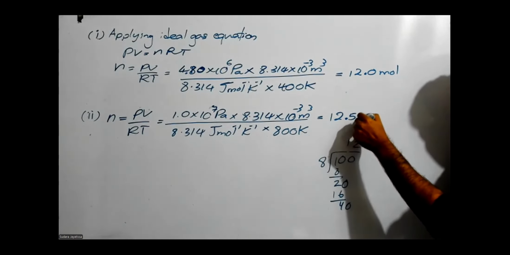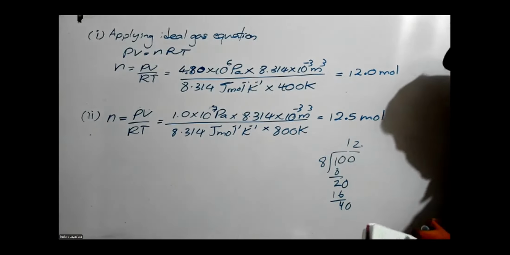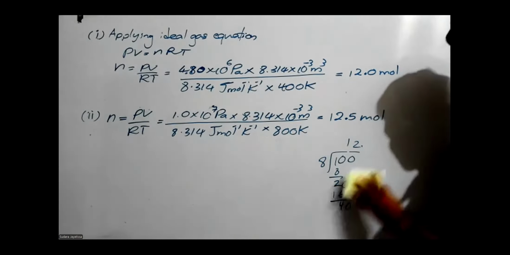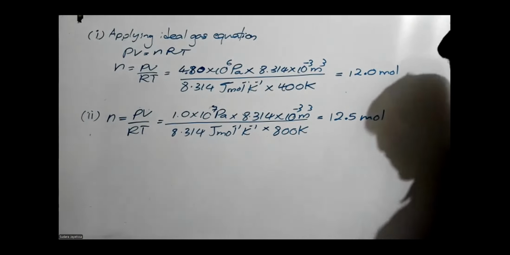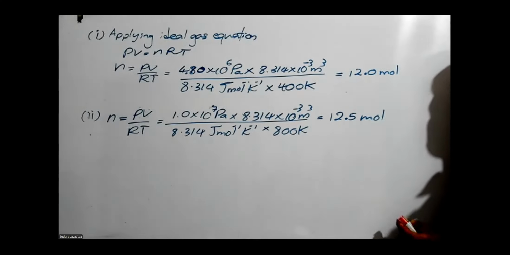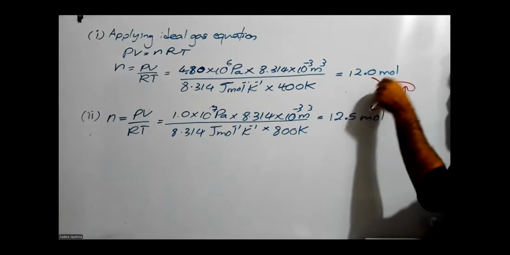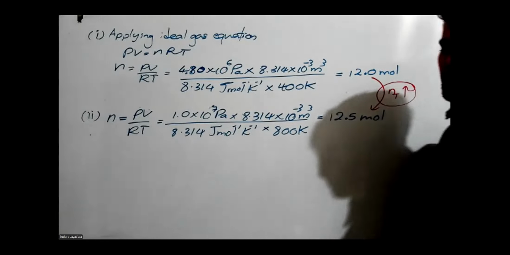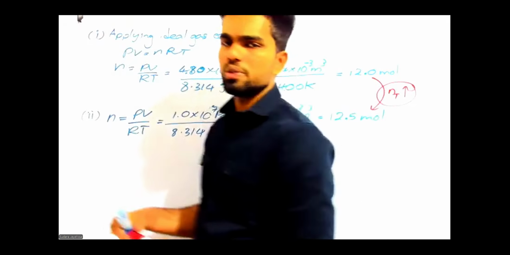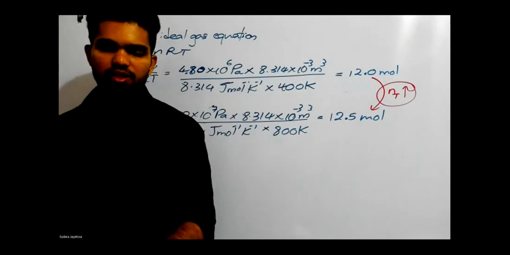12.5 moles. Now you can see during the combustion, number of moles has increased, no? You have to understand that. See, N total has increased. Remember that point. N total has increased. So how many of you did this part? Got the answers.